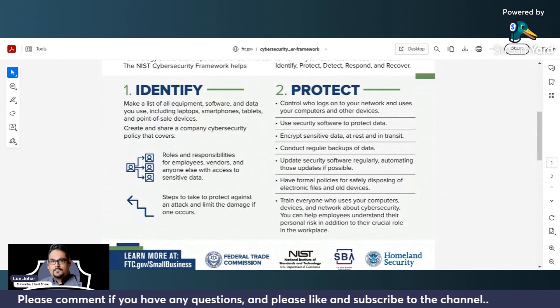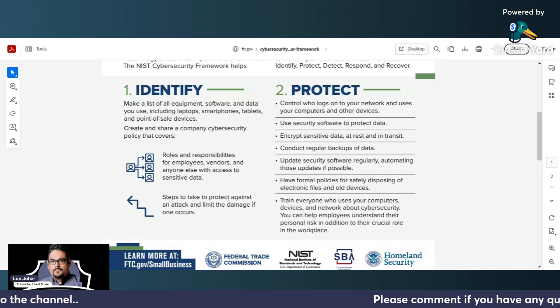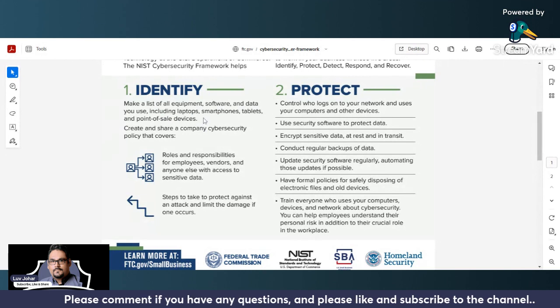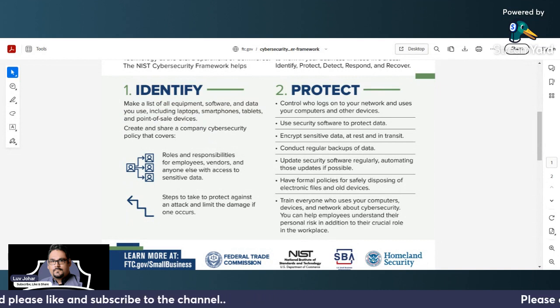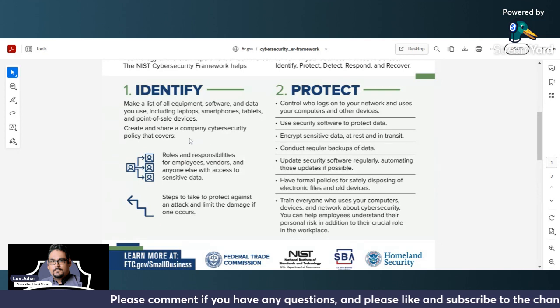So first of all, the identify step is about what assets you have. What are the critical assets of your company? You should have a list of all the equipment, all the software, and all the data that you have, including your laptops, smartphones, tablets, and everything that you have in your organization. You need to identify all the assets in your organization and make a list of them. And then you need to create and share a company cybersecurity policy.